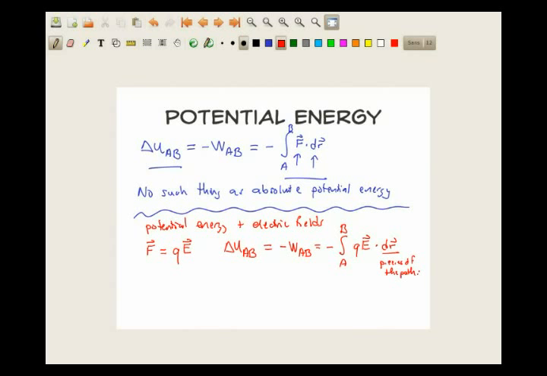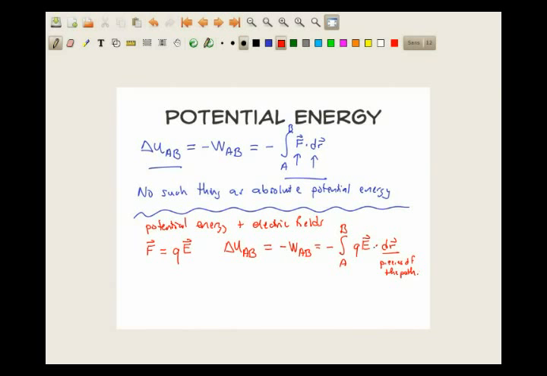It doesn't matter what path you take, we discussed that already, because any part of the path that is perpendicular to the electric field doesn't count in the work anyway. So you could take a straight path through the electric field, you could take a wiggly path through the electric field. All that matters is the component of the path along the electric field, and that always has the same length.